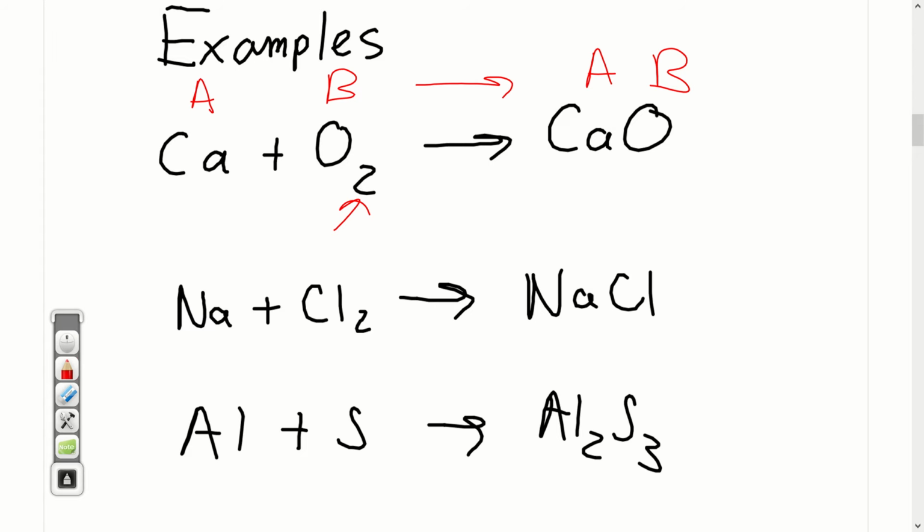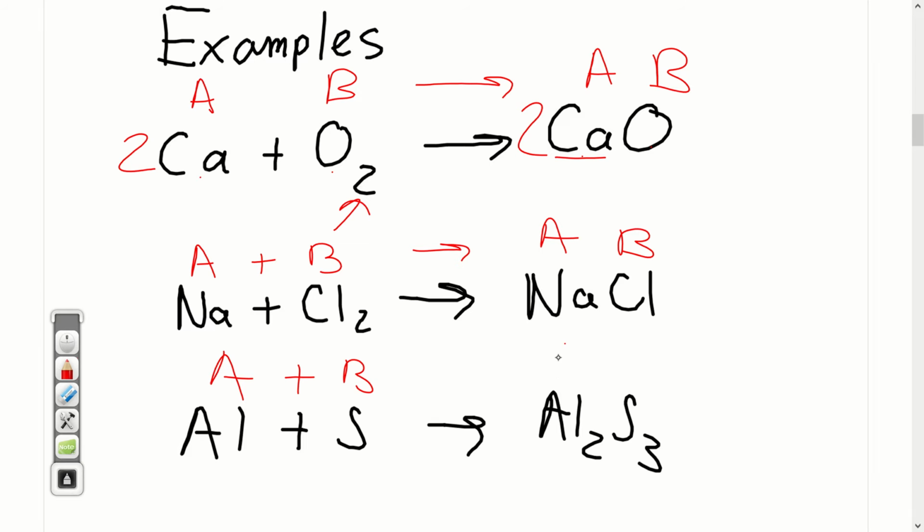You can do that at the end or at the beginning. If I want to balance it, 1 Ca, 1 Ca, we're all good. 2 O's, 1 O, so I need to put a 2. So now I have 2 Ca, so I come back and put a 2 right there. But these are all synthesis reactions. Again, A plus B producing AB. So the elements, the reactants, are combining to form a single product.